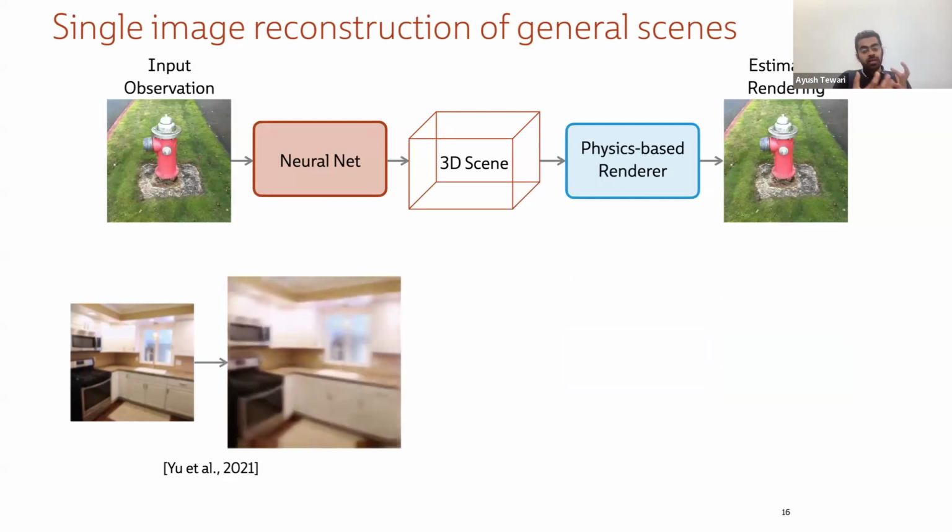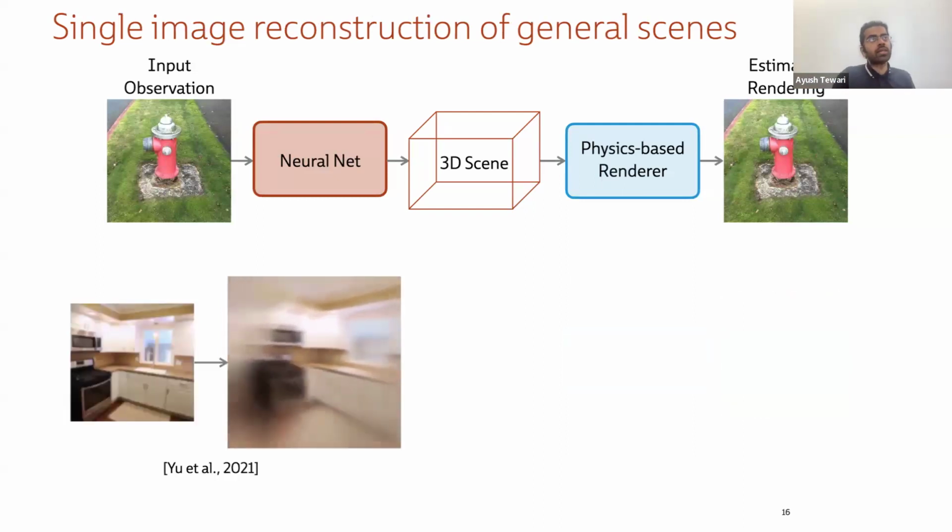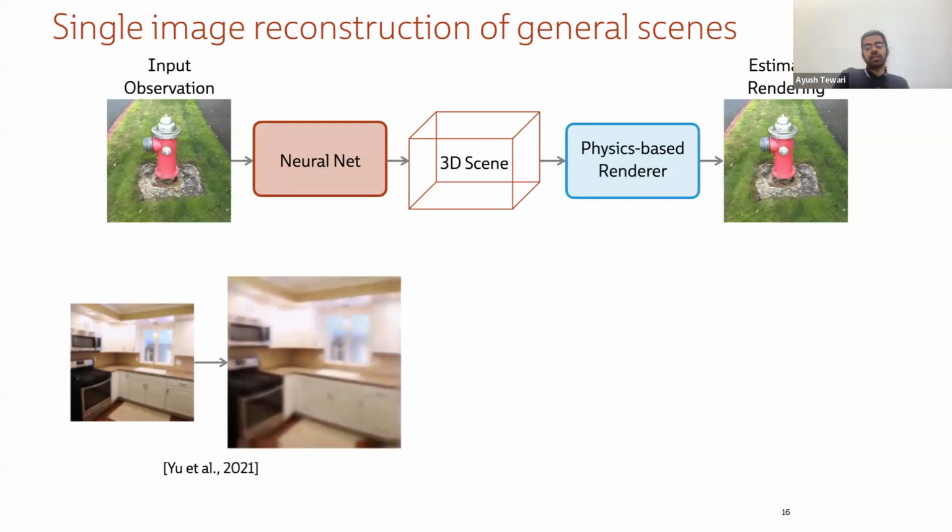On the right, I'm showing you renderings. Once I have a 3D scene, I can create new images from different camera viewpoints, and this is what that looks like. So whenever we are in a part of the scene that is completely observed in the input image, it looks fairly good.